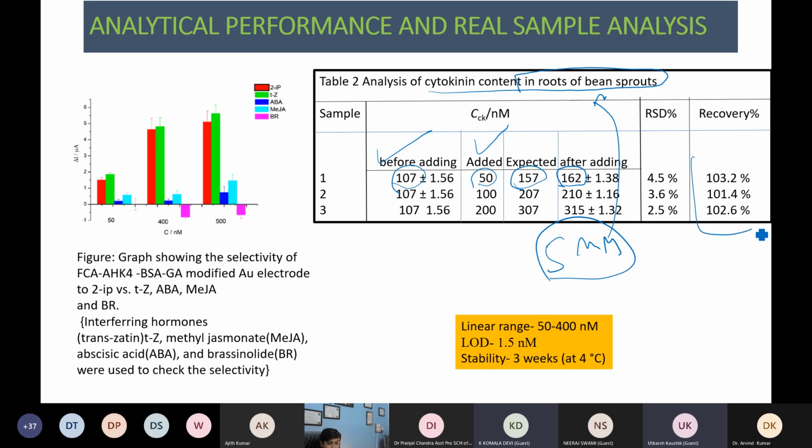So the recovery percentage is basically more than 100. That is the reason. So again here you are expecting something like this, but you are getting higher. You are expecting something like this, but you are getting higher. So these high values mean that the plant hormone is sitting in these particular roots. So you can have this kind of analysis by using the sensor system.